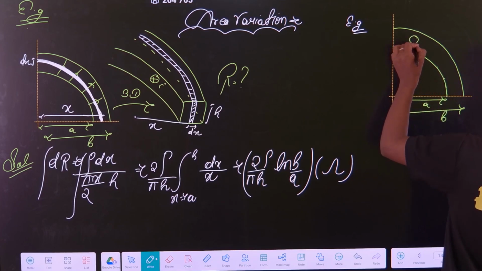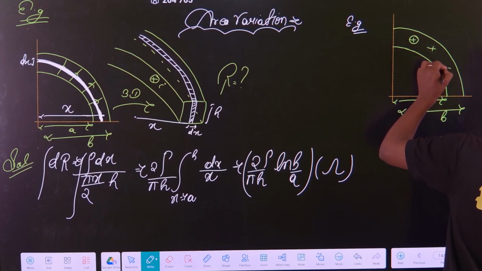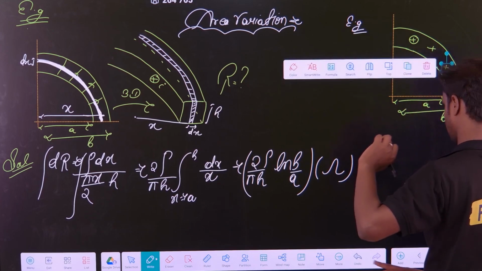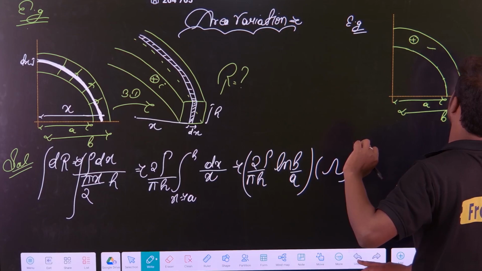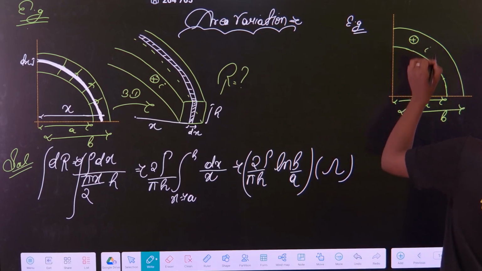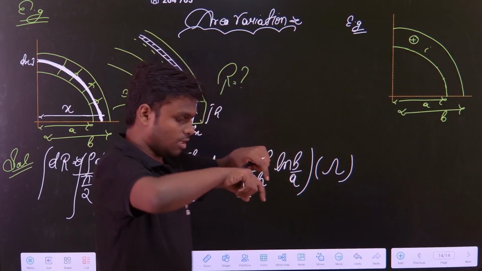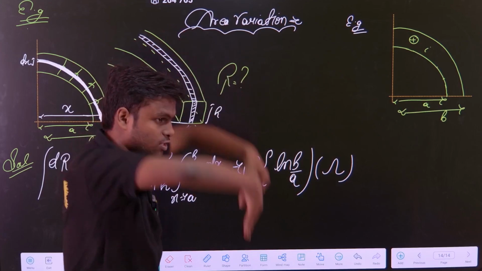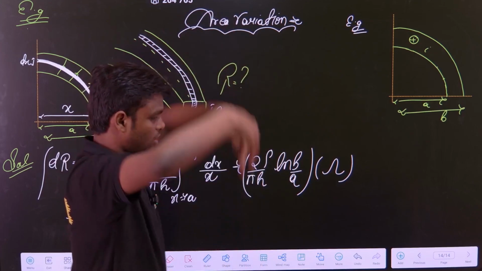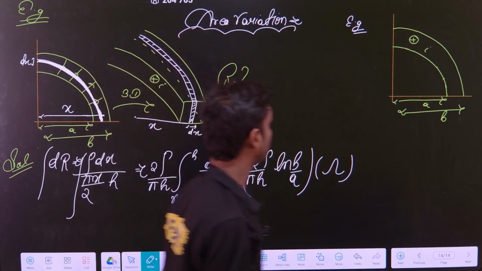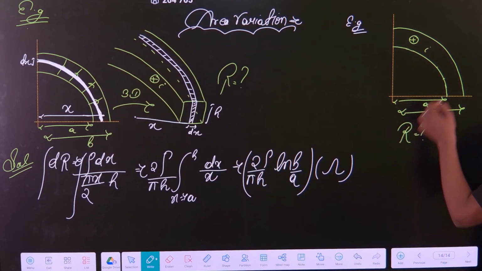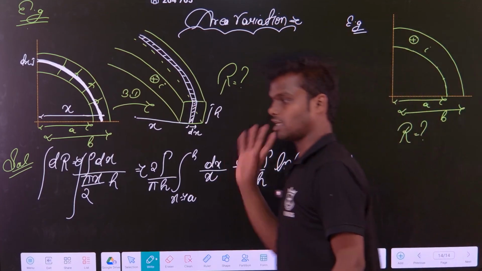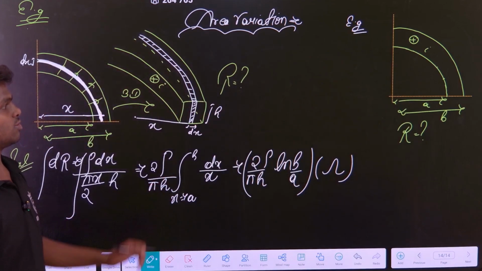Suppose in the play now the current is going like this inside. This is my strip and the current is going like this. Are you getting my point? Now the current is going like this, so what is my resistance? That you have to write. If you understand all the concepts, then you can directly write this answer.